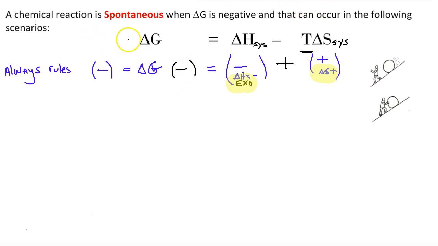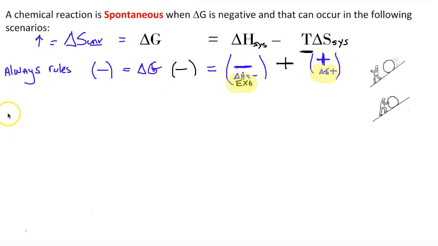Don't lose sight, this is really measuring the delta S of the universe, and we know that that's increasing when delta G is negative. So anytime the reaction is exothermic and delta S is increasing for the system, we will get an overall increase in the universe. That's the always rule.